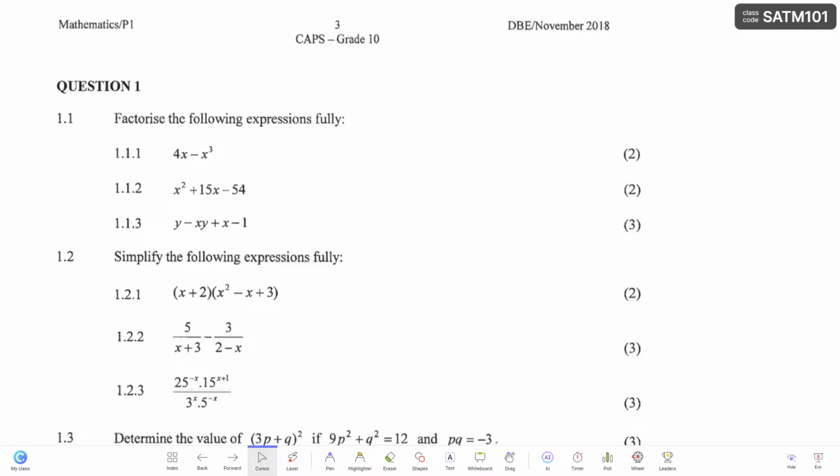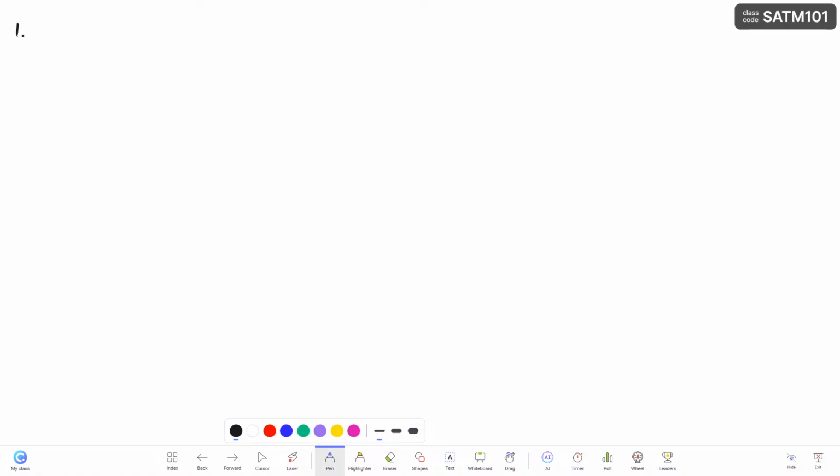So question 1, they said to factorize the following expression fully. In 1.1.1, we're given 4x minus x cubed. To factorize this expression, we have to take the common factor from this term and this term. And what is the common factor? The common factor is x. So x is common on this side and this side. We take the common factor, so we're going to say x into, the remaining one here is going to be 4, and on this side it is going to be minus x squared.